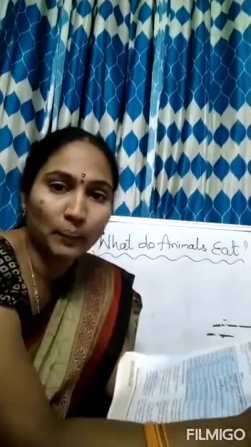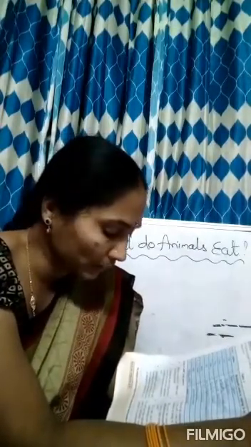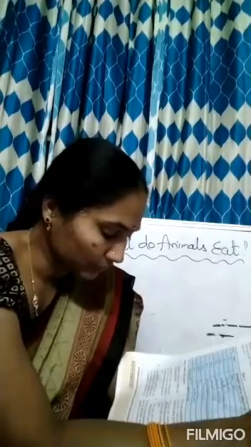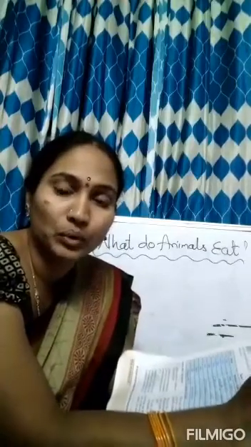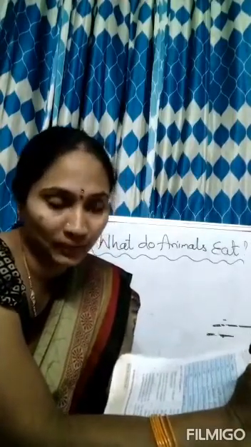You have to write the body parts of the dog as well as a rat. What are the similarities and what are the differences? So the dog has legs and the dog licks with its tongue. Rat does not have any tongue to lick. So in this way you have to write the difference. And the similarities: both have legs and both have a tail.